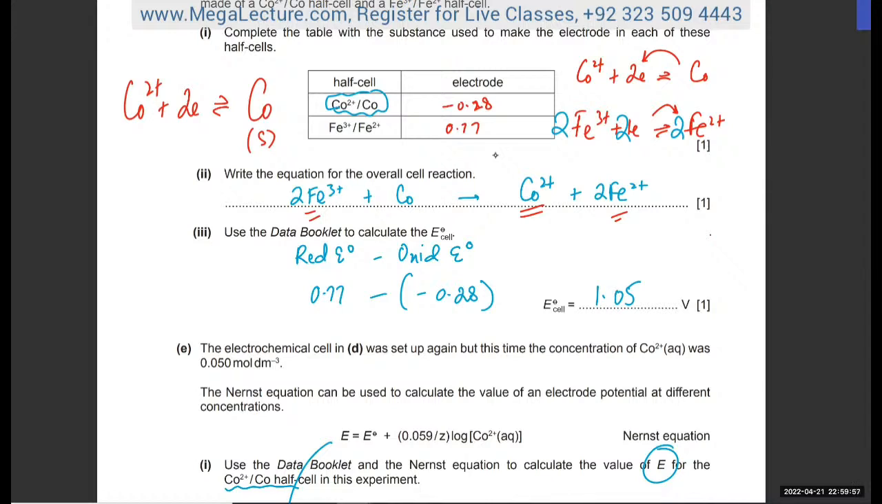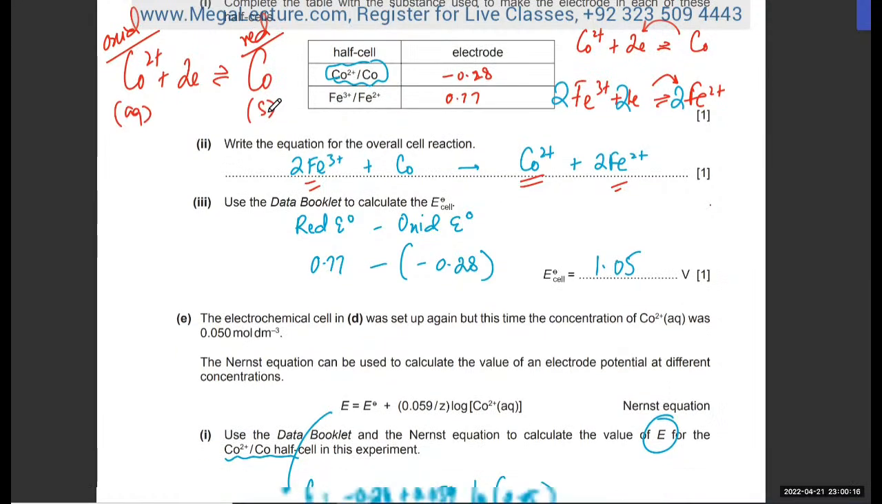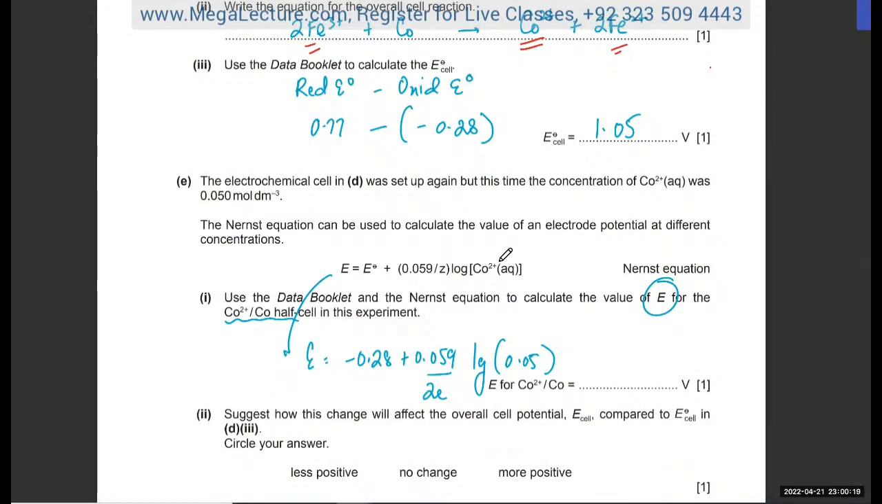So oxidized over reduced: this is aqueous, right? So this is the oxidized species. The left hand side is the oxidized species, the right hand side is the reduced species. So it's going to be oxidized species over reduced species, the cobalt 2 plus ion aqueous concentration divided by the cobalt solid, and that's going to be taken as one. That's why they didn't write that over here.